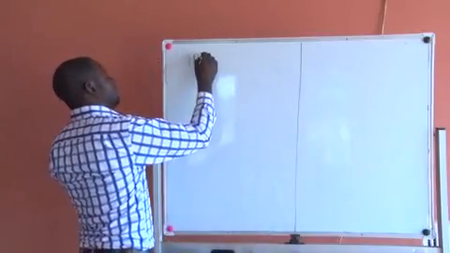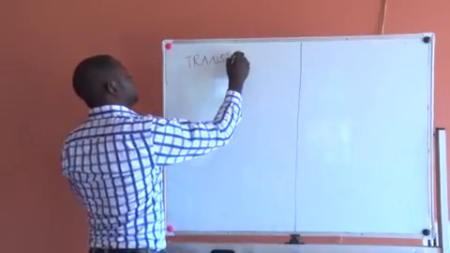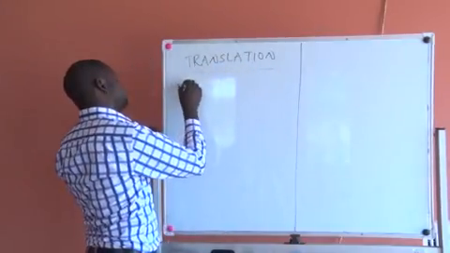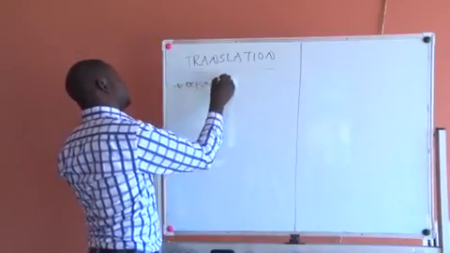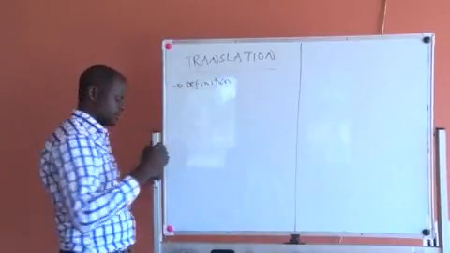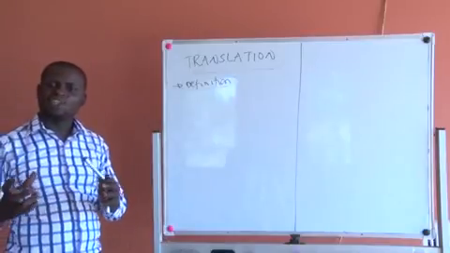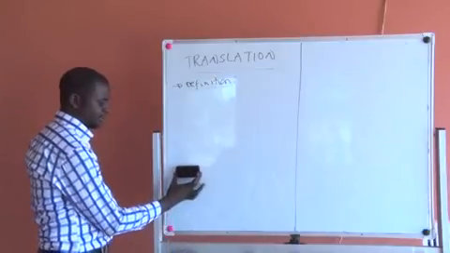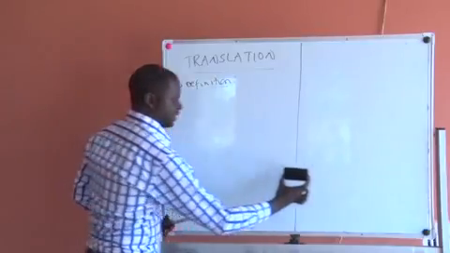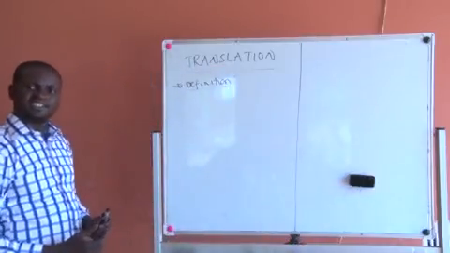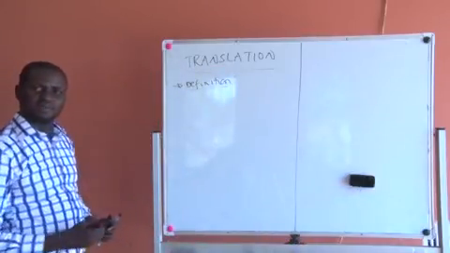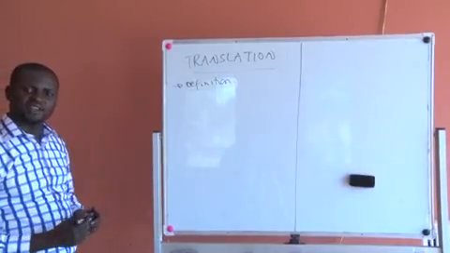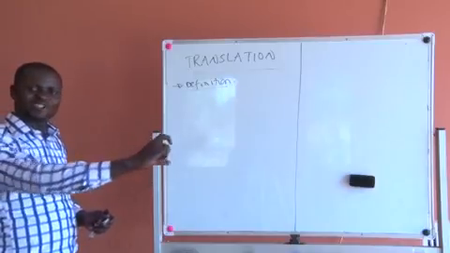So we are starting with translation. First of all, it's important to understand the definition of translation. To translate simply means to change the position. For example, if I take this duster from this point to that point, I've just translated it. Why? I've just changed the position. So translation is the change of the position of an object along a straight line.